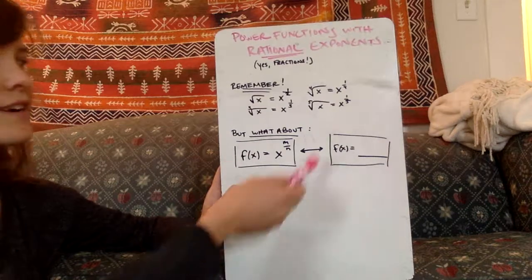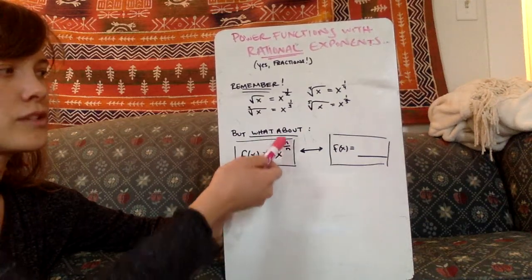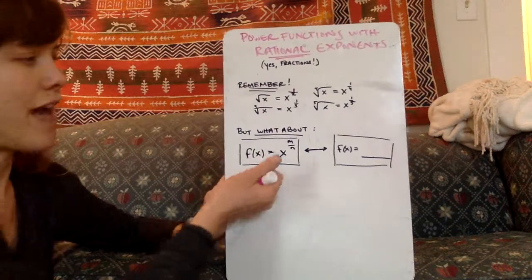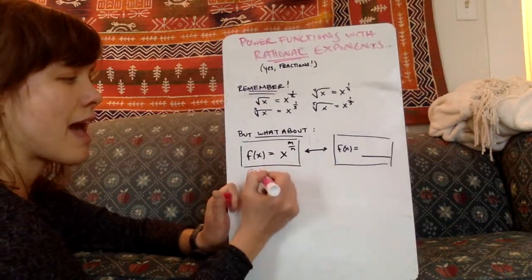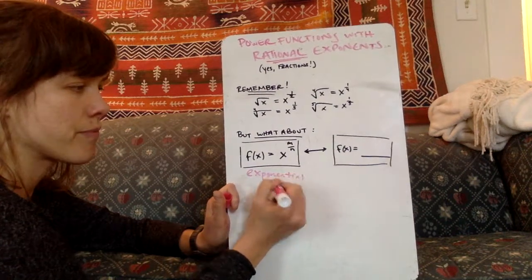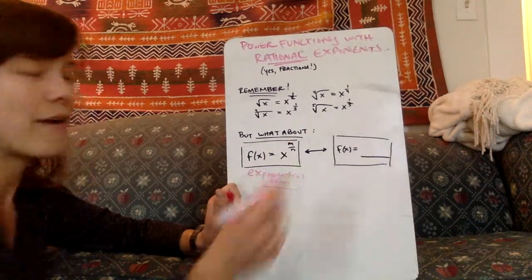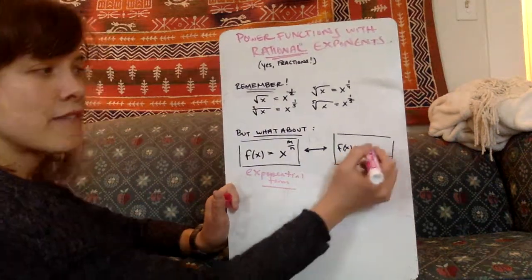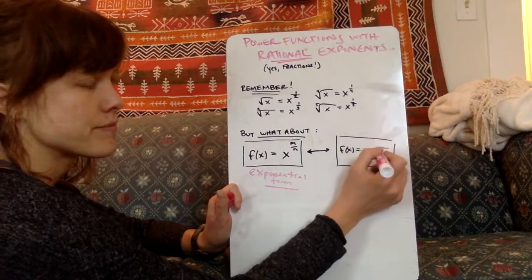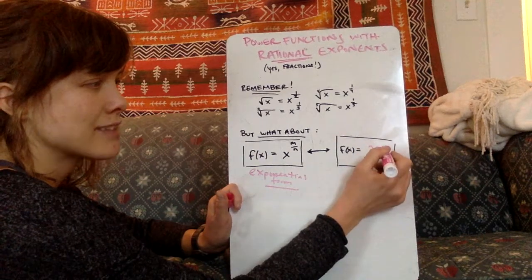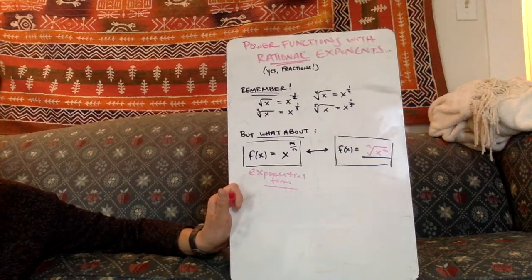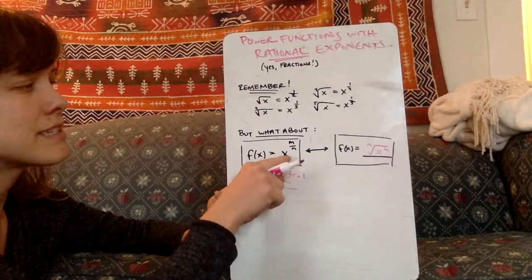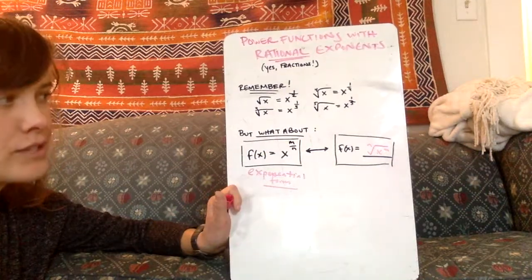For example, if I have f of x equals x to the m over n. Remember that this is known as my exponential form. When I write it out as an exponent, this is my exponential form. But I can rewrite this as f of x equals x to the m, to the n root. So I can rewrite this as x to the m to the n root.